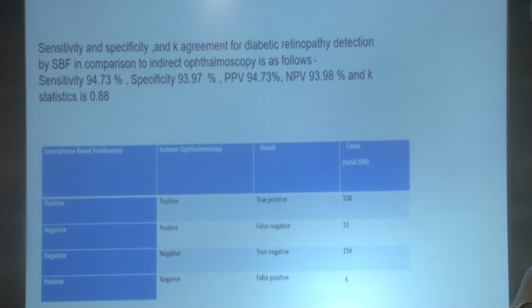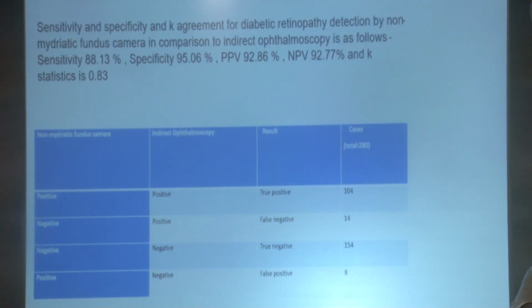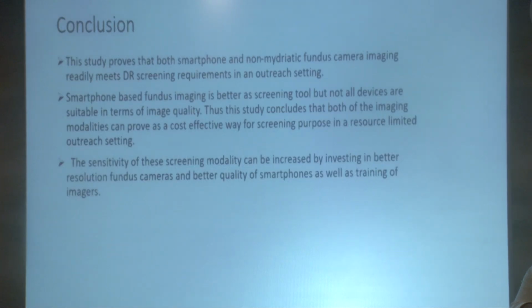Kappa agreement for the detection by smartphone-based fundoscopy was found to be 0.88, and in the case of the non-mydriatic fundus camera it was found to be 0.83, which is excellent kappa agreement. So to conclude, this study proves that both of the imaging modalities readily meet the diabetic retinopathy screening requirements. Although smartphone-based imaging is better as a screening tool, not all devices are suitable in terms of image quality.